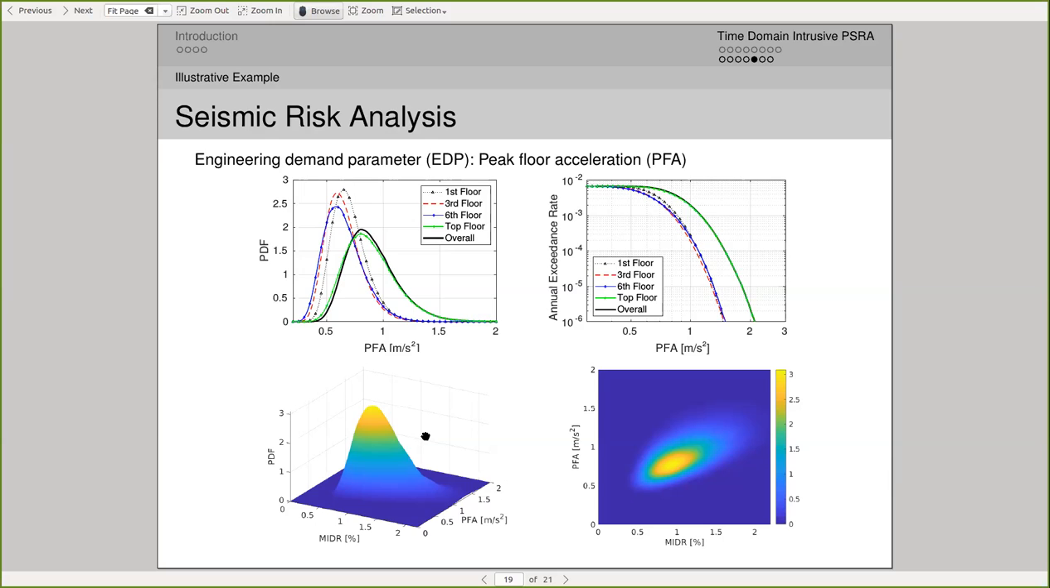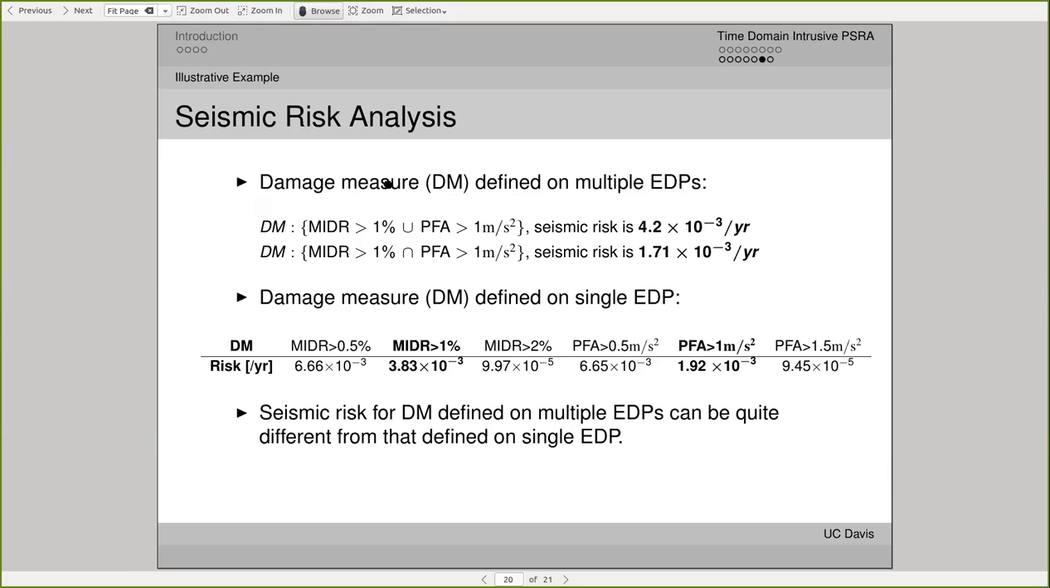And since now we have a whole probabilistic structure response, we can even create the joint PDF of two engineering demand parameters. For example, the maximum interstory drift ratio and the peak floor acceleration. And from this joint PDF, we can do the seismic risk analysis for multiple engineering demand parameters as the failure criteria. For example, we can calculate the seismic risk for damage measure defined on multiple EDPs. The damage measure defined on maximum interstory drift ratio greater than 1%, or peak floor acceleration greater than 1 meter per second. That seismic risk is about 4.2 times 10 to minus 7.